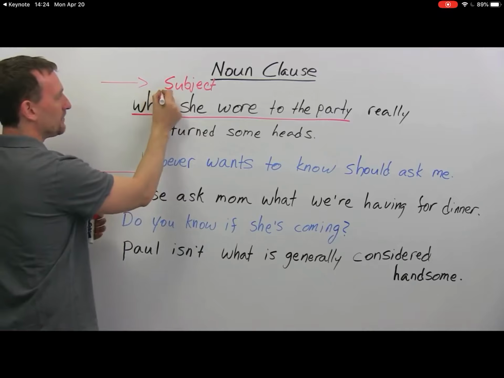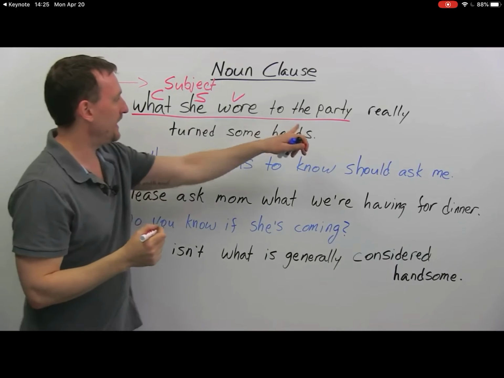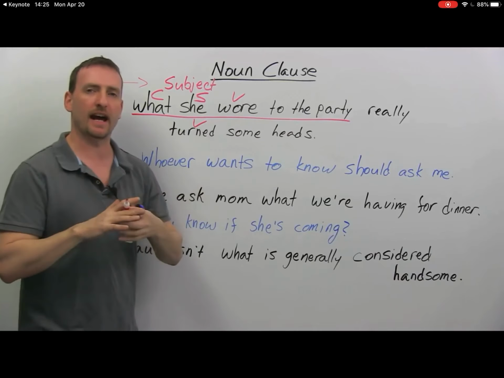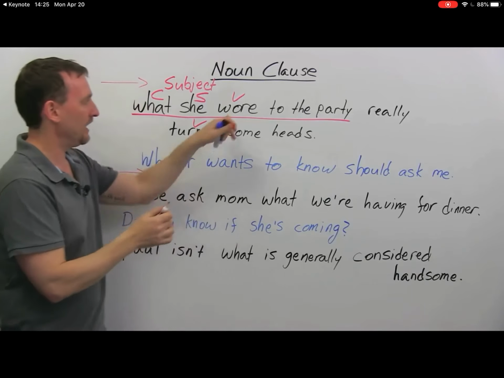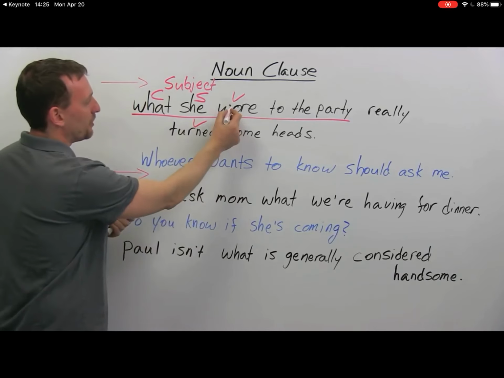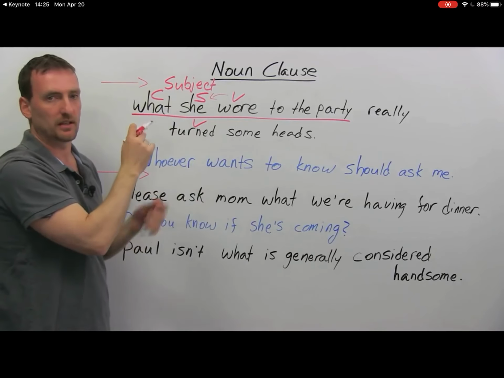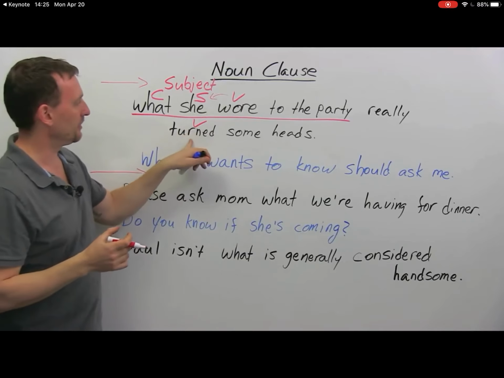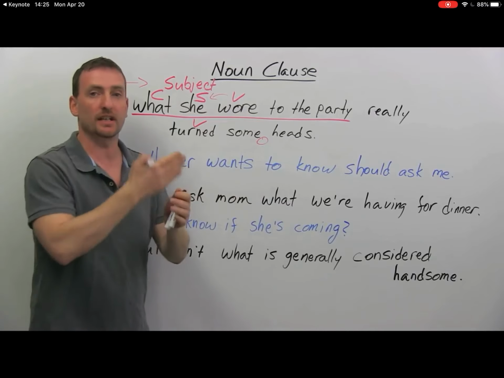Okay, so here's our conjunction. Here's our subject. And here's our verb. Okay, and then here's another verb. Remember, in every sentence, you're going to have one tense verb with one subject that corresponds to it. Here I have two tense verbs, which means I need two subjects. So the subject for wore is she. The subject for turned is the entire clause. This is the noun clause subject to this verb. Okay, turned what? Some heads. And here we have the object of the whole sentence. So this sentence is essentially SVO.